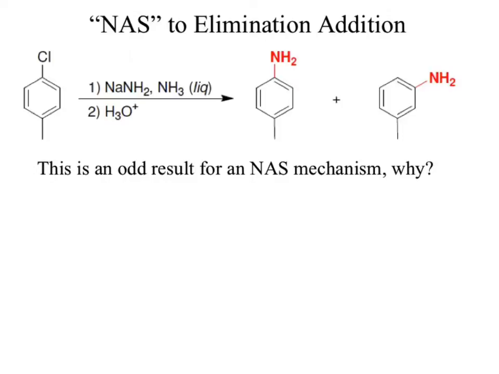And when they ran that substitution, they expected to see one product. And instead they got two. Why is this an odd result for an NAS mechanism? In the NAS, what happens? Yes, there's a substitution.